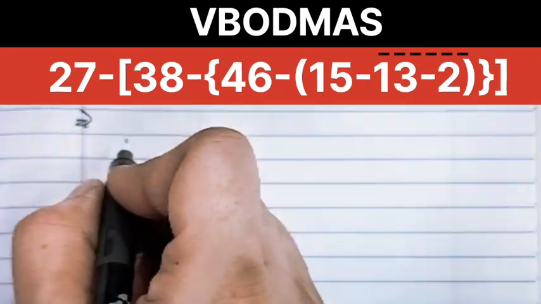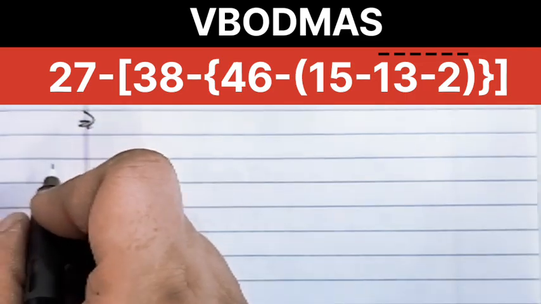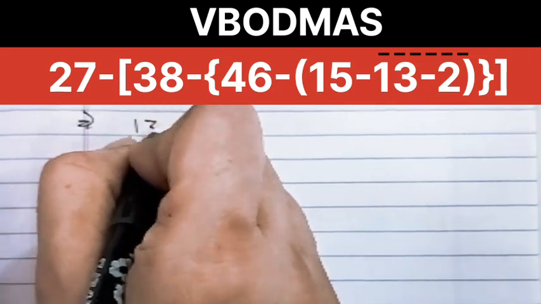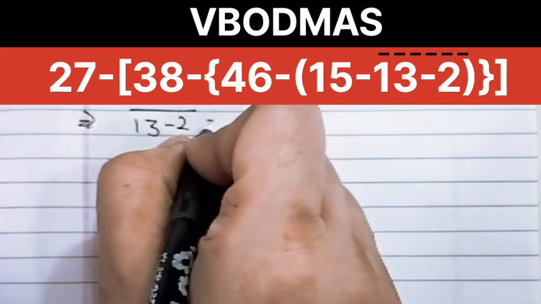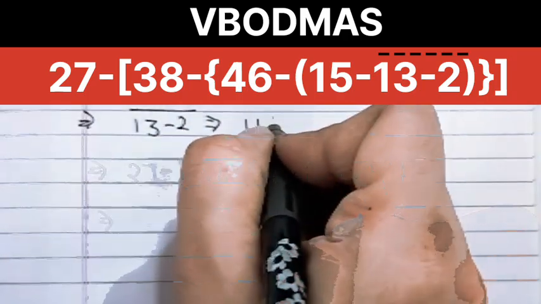So solve for the first vinculum. We start with the bar over the numbers, which is 13 minus 2. Now solve for it. You will get the answer 11.